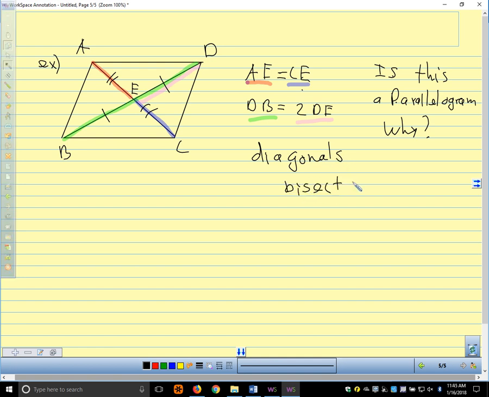So what does that tell us about the quadrilateral? That's a parallelogram. And the why is because the diagonals bisect each other. So this might be how you're given the information that the diagonals bisect each other. It doesn't say the diagonals bisect each other, but that information tells us that they do. All right, questions there? Okay.